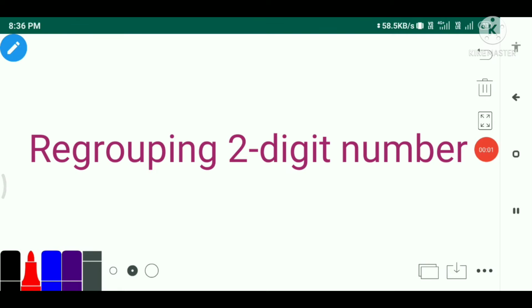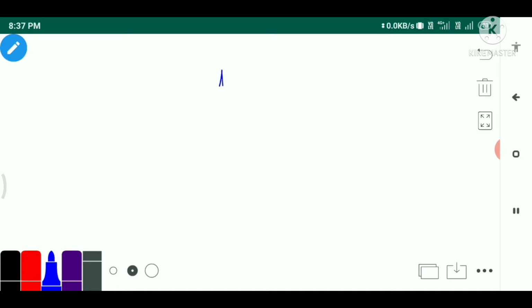Good morning, students. Today I will teach you about regrouping, how we can add any two-digit number with regrouping. For example, we have to add 12 with 19.